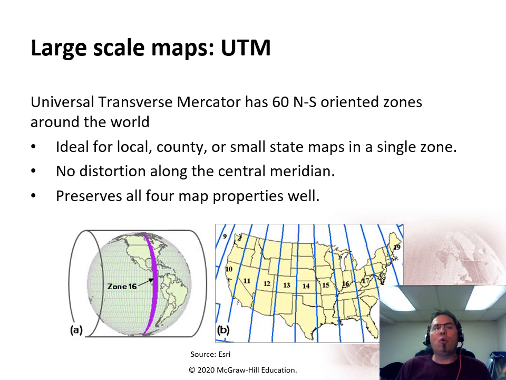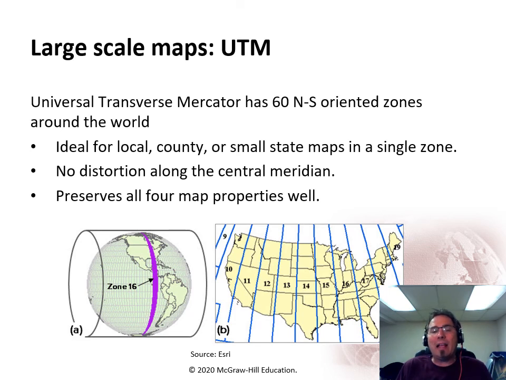The beauty of this is there's no distortion along the central meridian, and it preserves all four map properties well. So these are a good solid option when you're just trying to make a map, let's say, of Dane County or Milwaukee County or something like that. A UTM zone is a super easy way to do it.